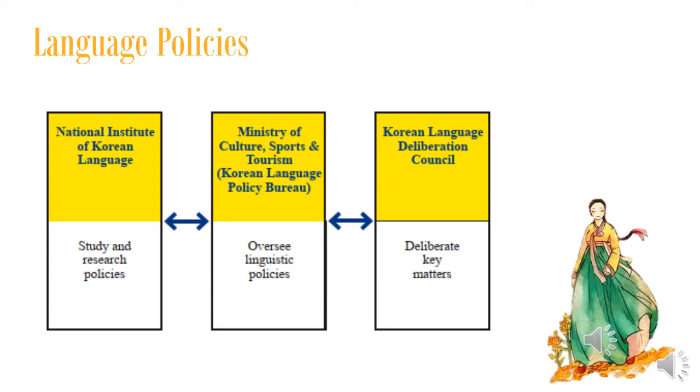And then a Korean Language Deliberation Council. They deliberate key matters. They are the advisory body consisting of language experts from academic and industrial spheres who deliberate on key issues related to the Korean language. So if there is an inconsistency with the standards of the language, or there is a problem with the implementation of the language policies, they are the ones who deliberate on those and brainstorm solutions for those problems.